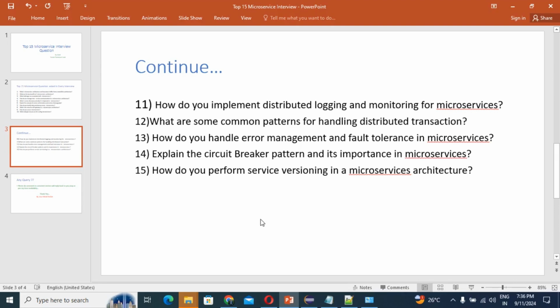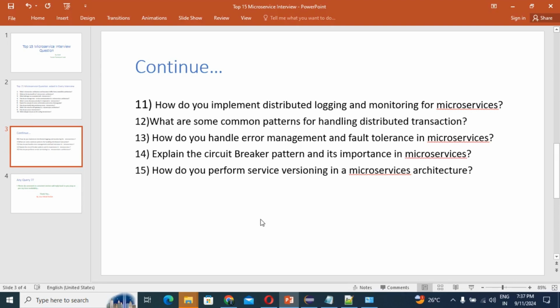Guys, the second is header versioning. Specify the version in the request header. These are all the approaches by which you can perform service versioning in microservice architecture. First is URL versioning, second is header versioning, and third is query parameter versioning. Include the version in a query parameter. And last, media type versioning. Use content negotiation with media type.